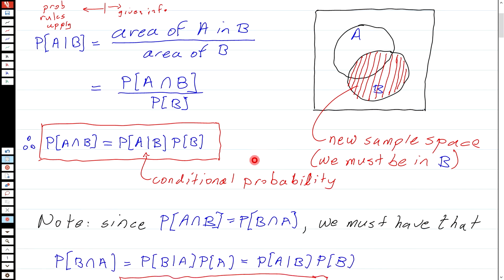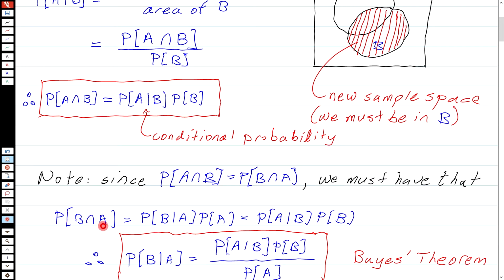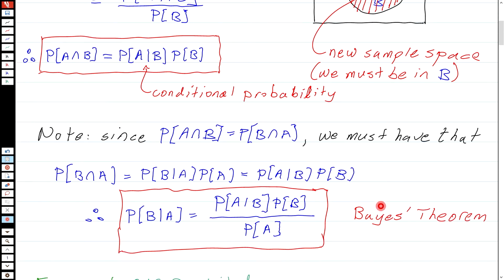Well, the other thing we can note is that since A intersection B is the same as B intersection A, I could just flip all these A's and B's around and I get the following expression. B intersection A is probability of B given A times probability of A, and that must just be equal to probability of A given B times probability of B. Well, this gives us another relationship that allows us to solve, for example, for probability of B given A. Probability of B given A is equal to probability of A given B times probability of B divided by probability of A.